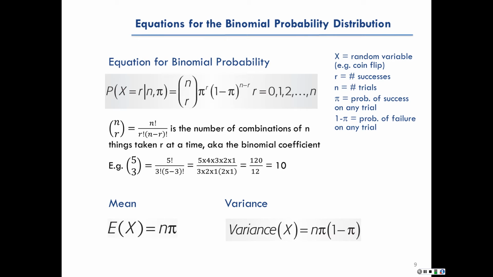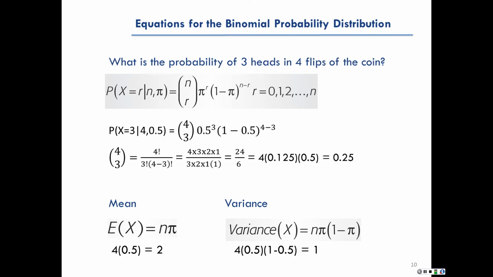You should also know that in the binomial probability distribution, the mean, which is often referred to as the expected value of x, our random variable, is equal to n times pi. N is, remember, the number of trials. Pi is the probability of success on any given trial. The variance of x is equal to n times pi multiplied by 1 minus pi.